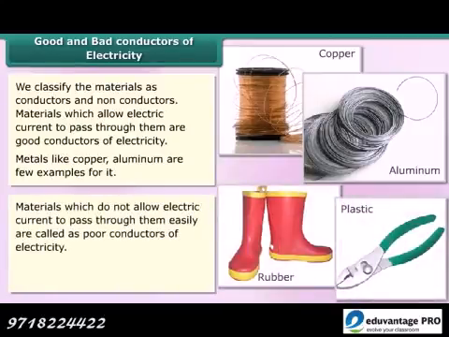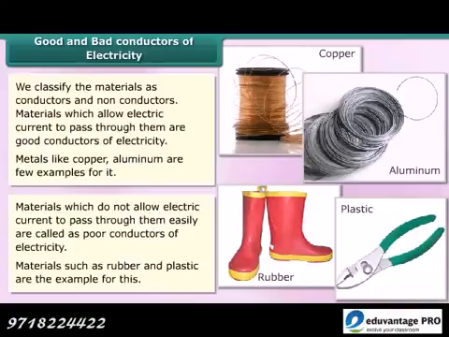Materials which do not allow electric current to pass through them easily are called as poor conductors of electricity. Materials such as rubber and plastic are the example of this. We use tester to test the conductivity of materials which are in solid state.